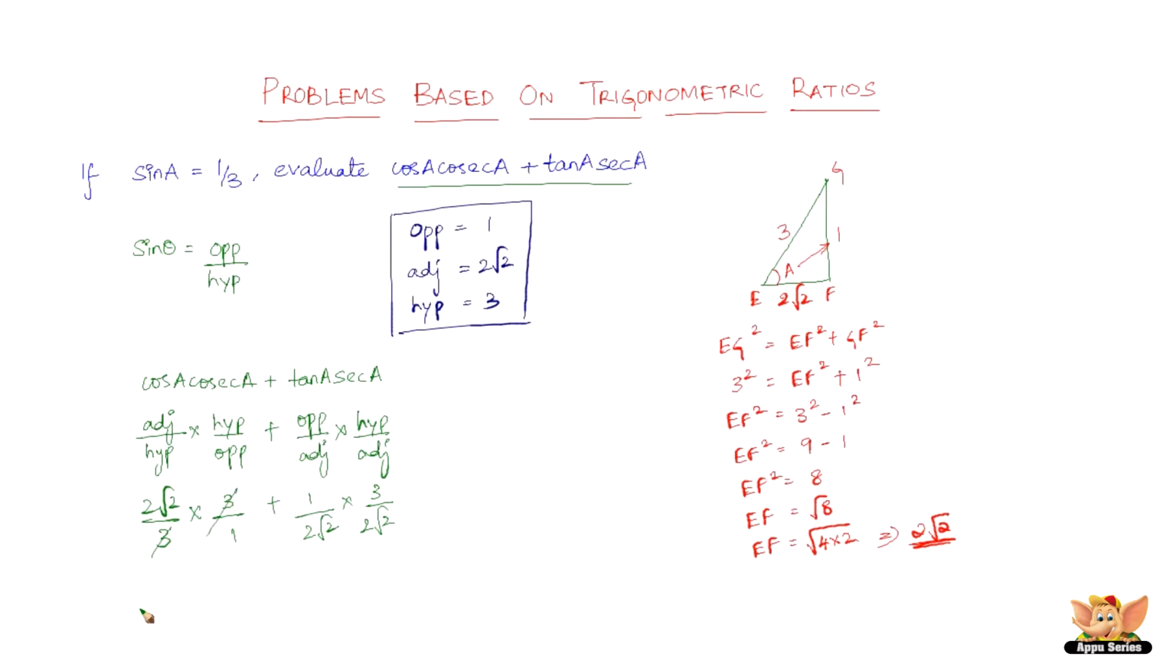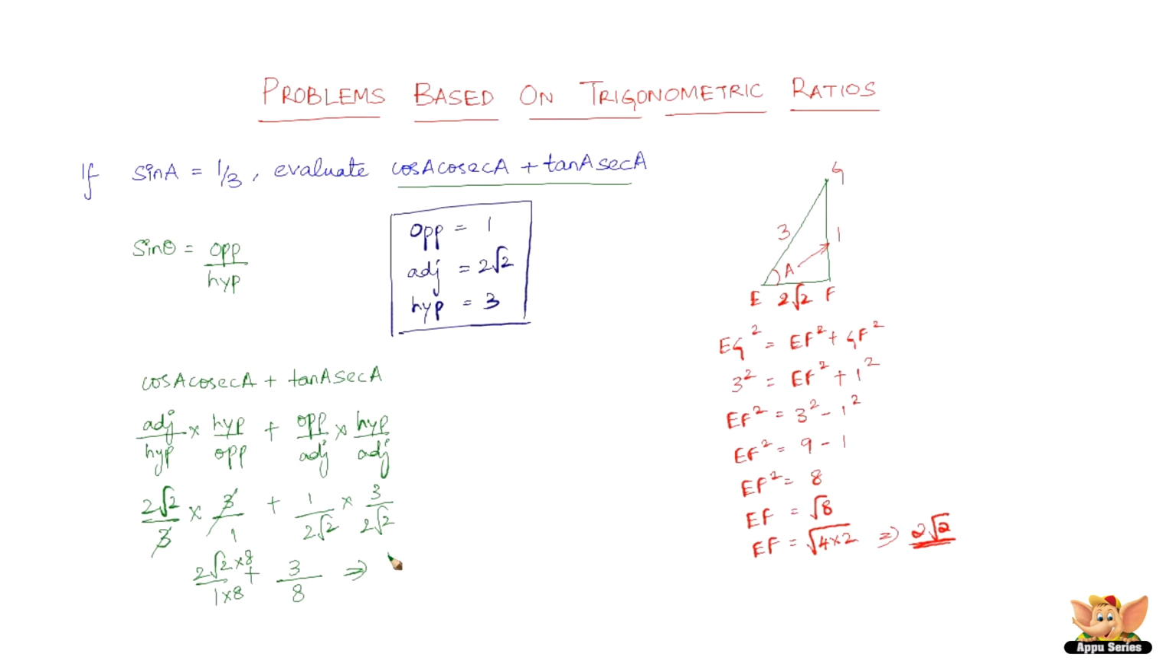So solving this, 3 times 3 and 3 gets cancelled. So we've got 2 root 2 by 1 plus we've got 3 times 1 is 3 over 2 root 2 times 2 root 2, which is nothing but 2 times 2 is 4, root 2 times root 2 is 2, so 4 times 2 is 8. So we've got 2 root 2 plus 3 by 8. So the LCM of 1 and 8 is definitely going to be 8. So multiply the numerator also by 8.